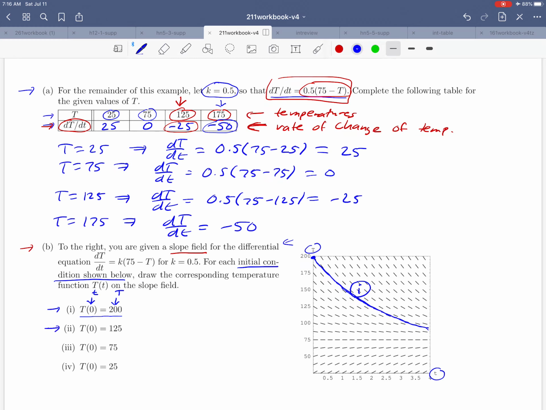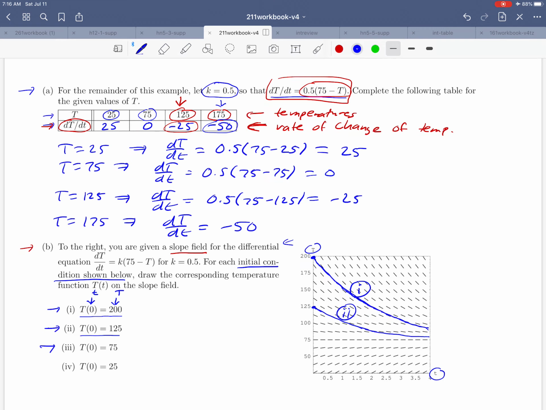Okay, let's do the same thing for the next initial condition. So this is telling us that if we start at a time of 0, we have a temperature of 125. So this time we're starting from up here. And we can use the slope field to get an idea of how the temperature would change again. Okay, and we're going to just try to follow the slopes of these segments again. This time the slopes are not quite as steep. And so our curve still decreases, but not quite as quickly. Okay, so there's our best approximation of what the temperature function would look like.